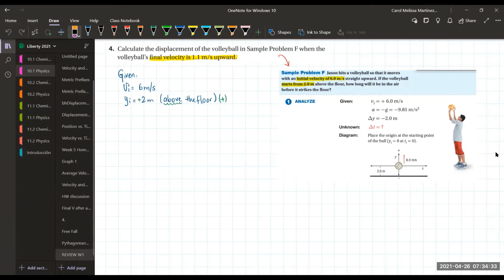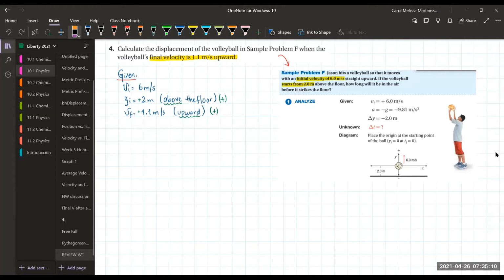Now what else? They are giving me also a final velocity of 1.1 meters over second. And it says upward. So, because they're telling me that it's upward, you know that it's going to be positive. So just put a sign. Okay?